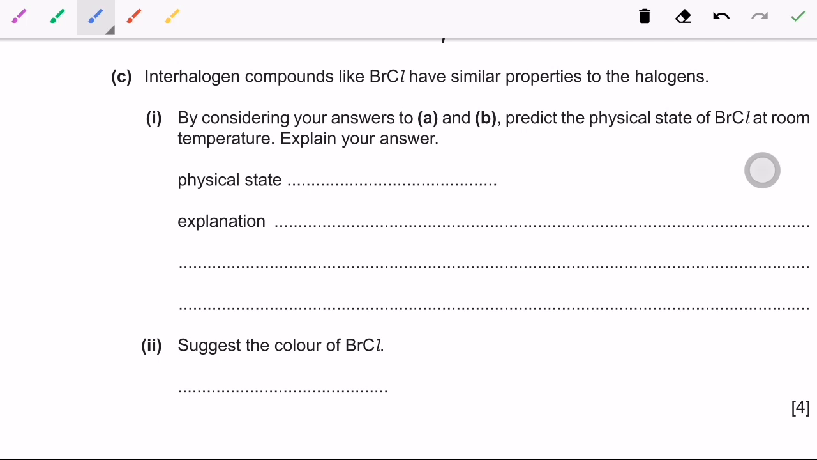Each one, gas, liquid, solid. I'm going to give you a moment to think. Okay, so it's actually a gas.